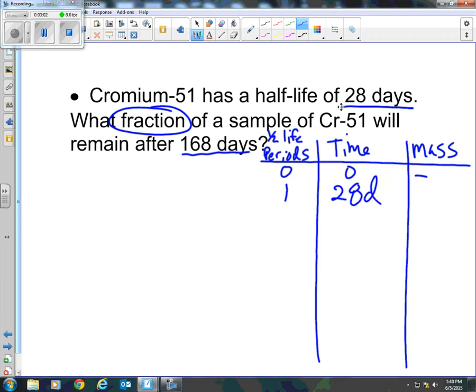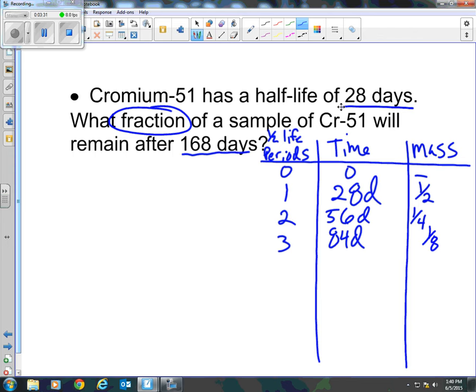So every one half-life, 28 days will have gone by. And every time a half-life goes by, I'm going to be left with half the mass that I started with. So after two half-life periods, 28 plus 28 gives me 56. So 56 days would have gone by, and 1/2 of 1/2 is 1/4. And I'll continue doing this. After three half-life periods, 56 plus 28 gives me 84. 84 days have gone by, and 1/2 of 1/4 is 1/8.